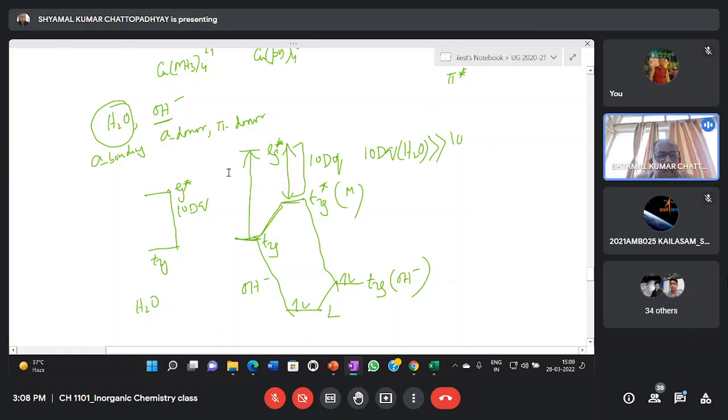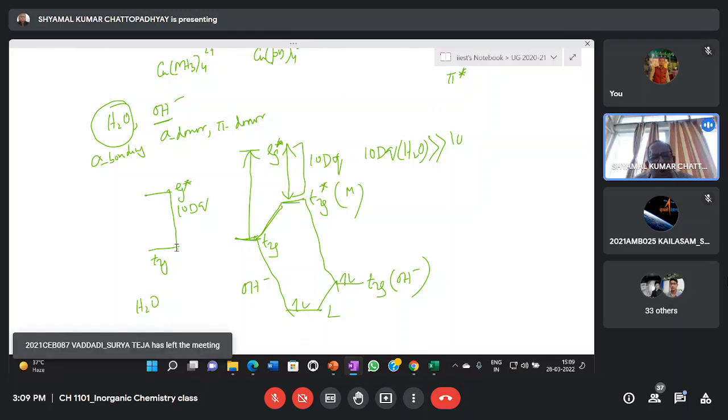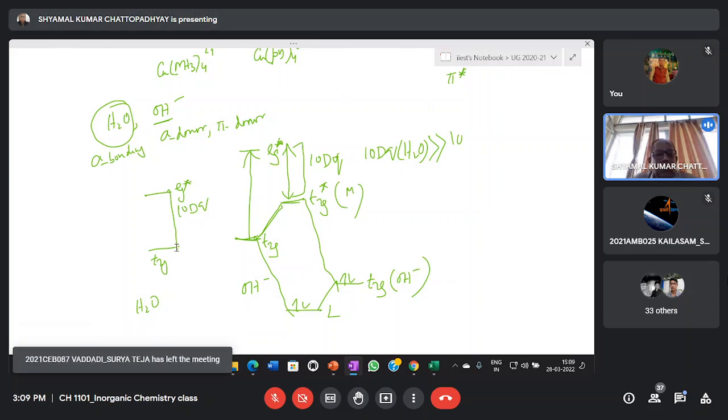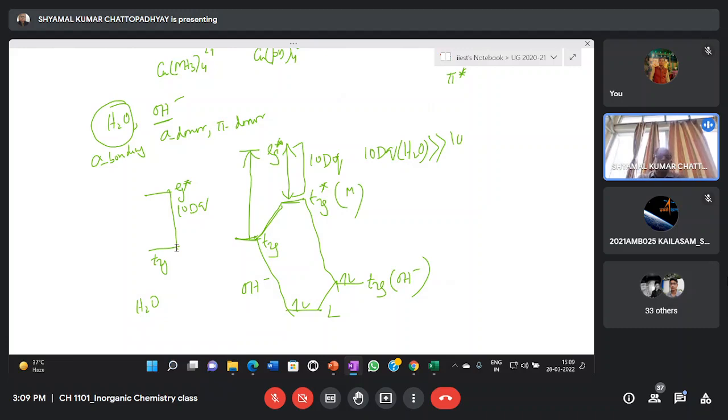Hydroxyl ion is a much better sigma donor than water, so in the sigma-only picture, the t2g-eg gap for hydroxyl ion is much larger than the t2g-eg gap for water. So we should expect in the sigma-only picture that hydroxyl ion is a much stronger base, and so it should have a stronger crystal field splitting than water.